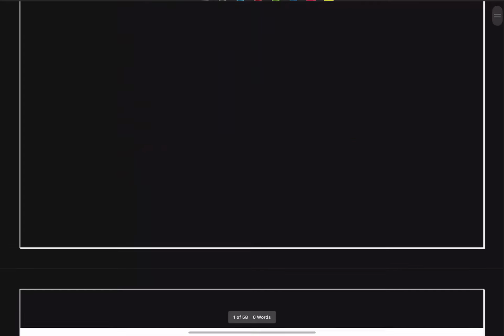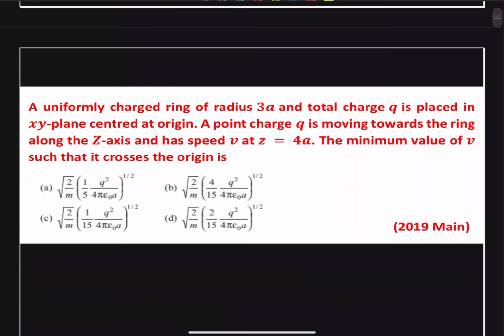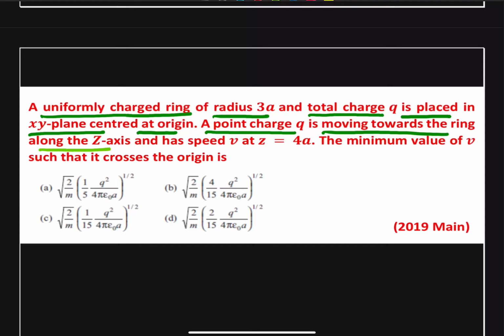So in the first question it states that a uniformly charged ring of radius 3a and total charge q is placed in the xy plane centered at origin. A point charge q is moving towards the ring along the z-axis and has a speed v at z equal to 4a. The minimum value of v such that it crosses the origin is.